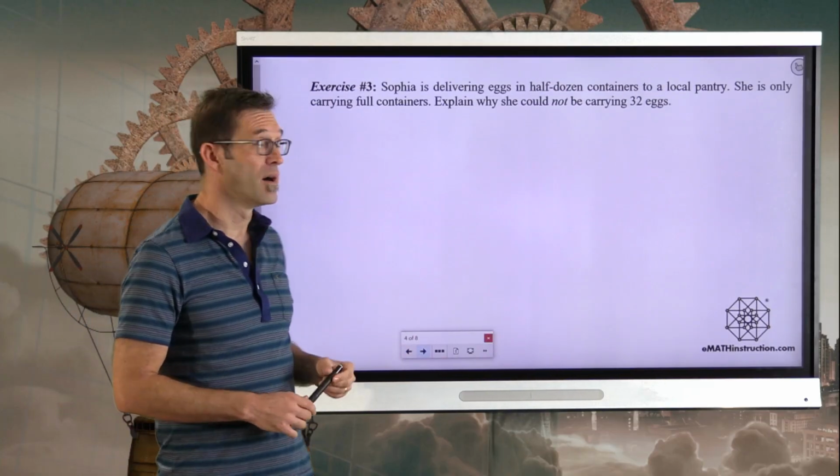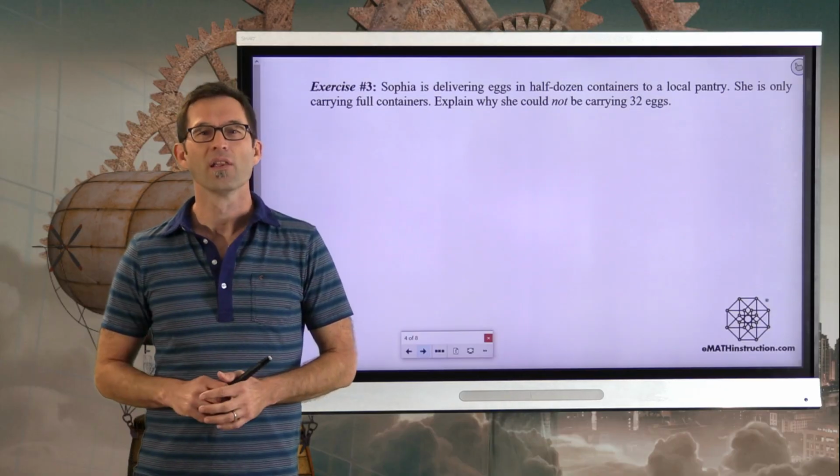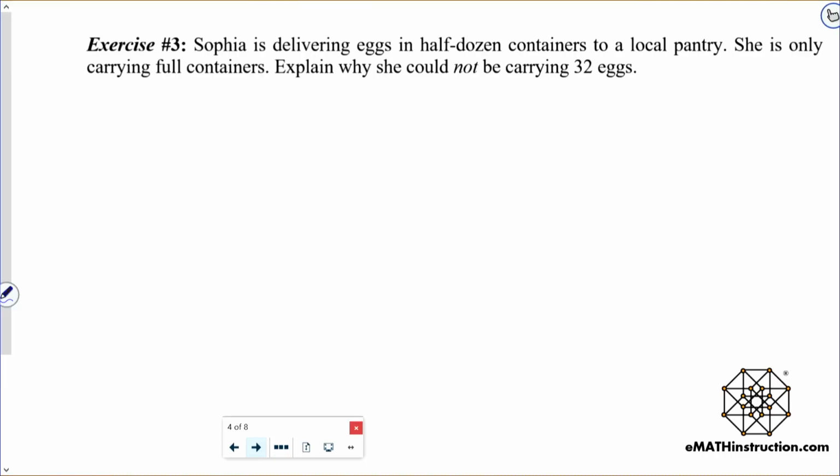Right? Well, actually, we're not going to talk about common multiples yet. I got a little ahead of myself. Let's do exercise number 3. Sophia is delivering eggs in half-dozen containers to a local pantry. She is only carrying full containers. Explain why she could not be carrying 32 eggs.